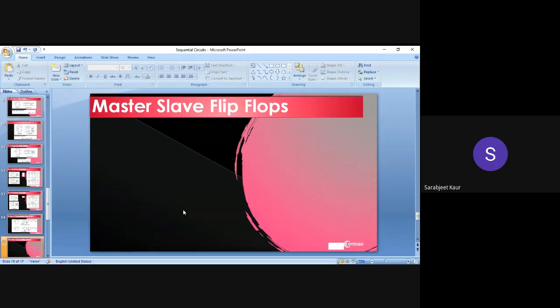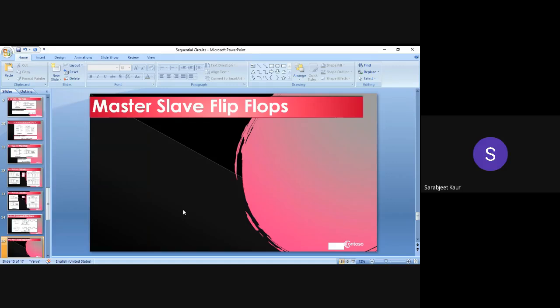So the same input combinations are given to both the flip-flops. Since the first flip-flop works first, it gives the output. And after that, the slave flip-flop will work and it will give us the same output. That is why it is known as the slave of the first one, because it is seen to be copying the same behavior that the first one did.